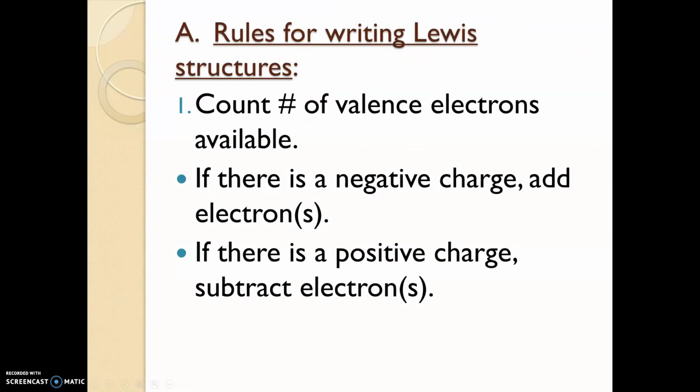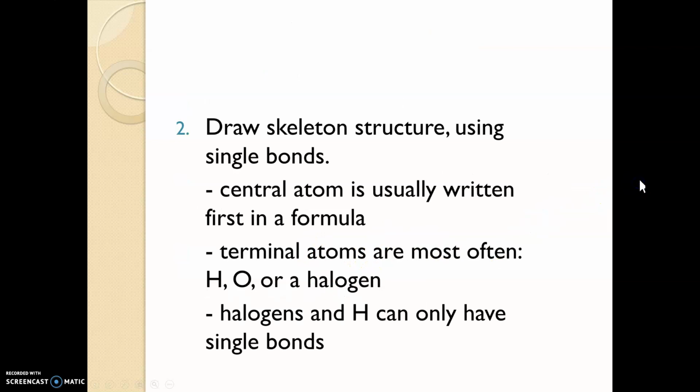Okay, let's go over the rules for writing Lewis structures. The first thing you're going to do is count the number of valence electrons available. If you have a polyatomic ion and there's a negative charge, you're going to add electrons to your total, because remember, negative means electrons because they're negative. If you have a positive charge, you're going to subtract the electrons. Then what you're going to do is draw a skeleton structure using single bonds.